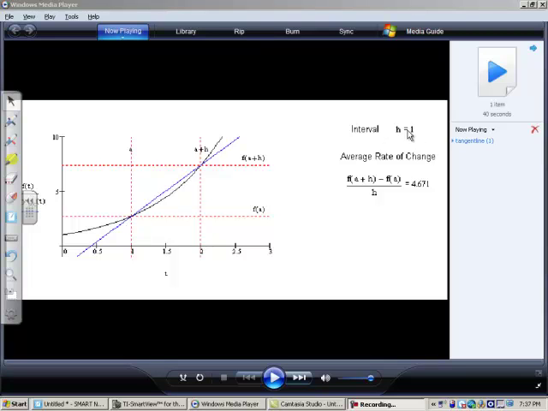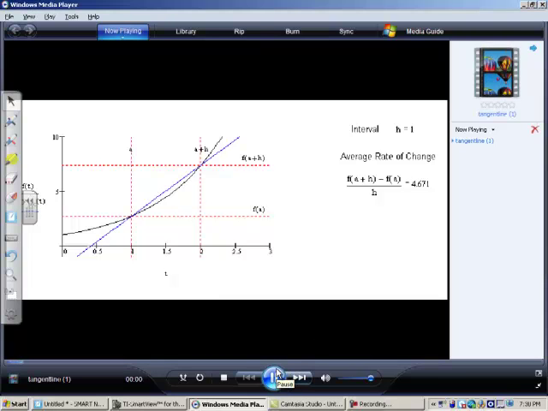As I start this animation, you're going to see that h is going to drop in value. What that means is these two dots are going to come closer and closer together on the curve. And what we're going to do is make the average rate of change become the instantaneous rate of change, or the derivative, or the slope of the tangent line at a point. So I want you to watch this and pay attention to those.